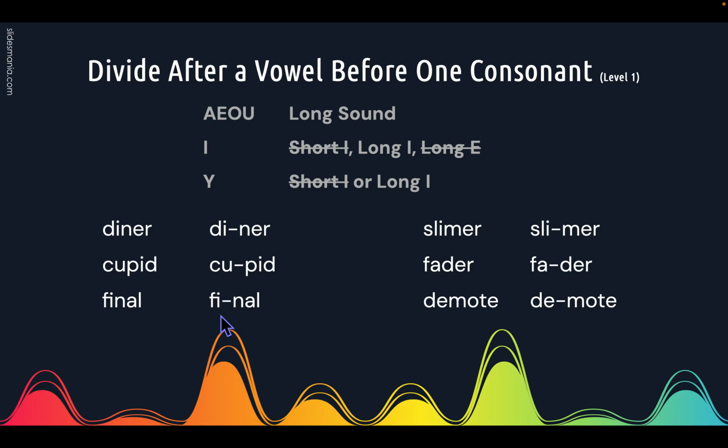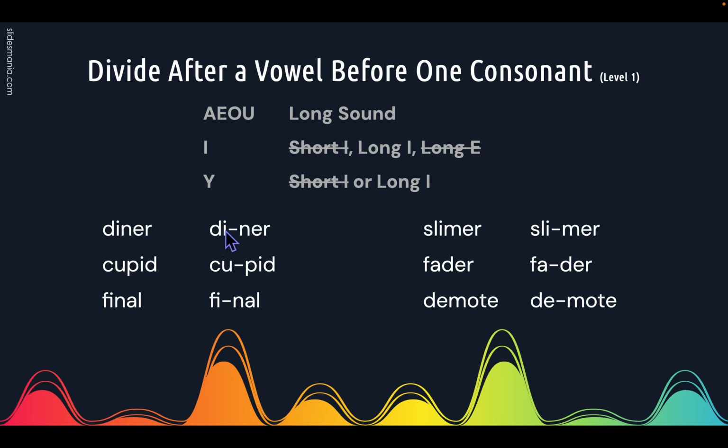We're going to use the long I sound and get final. Right here, we're going to divide after a vowel before a single consonant and get slimer. Divide after a vowel before a single consonant, use the long A sound and get fader. And right here, after a vowel before a single consonant and get demote. We do not split here because this is a silent E at the end of a word.